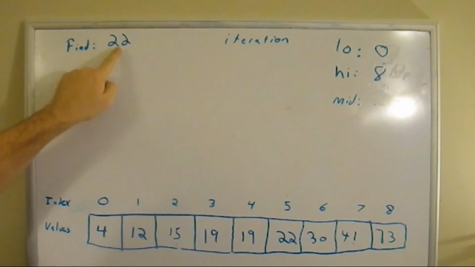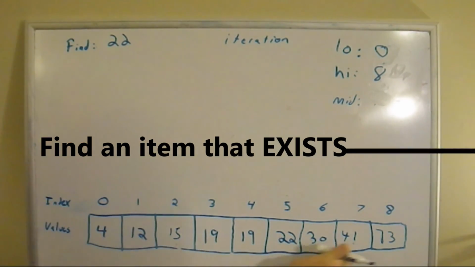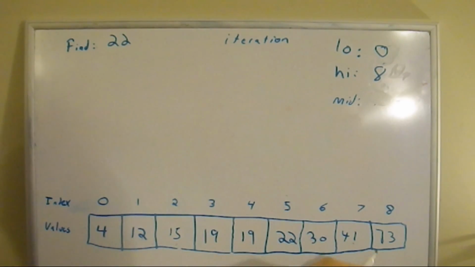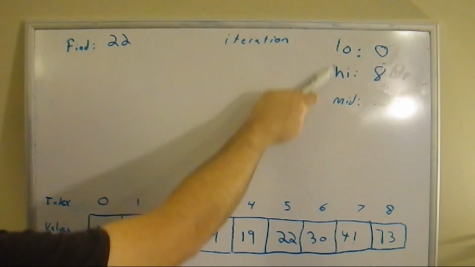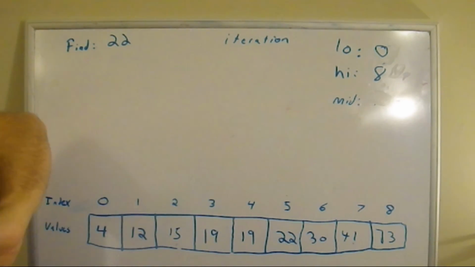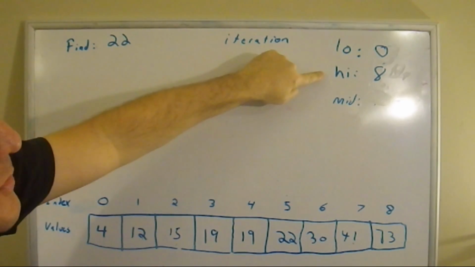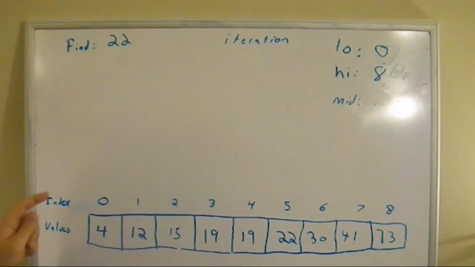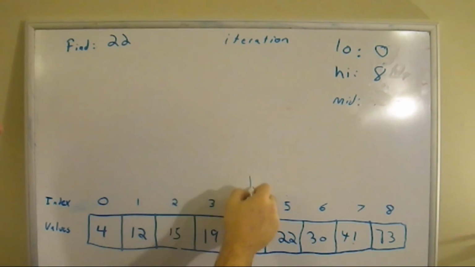So let's search for the number 22. You can see that the numbers are all sorted in ascending order. I'm going to take the midpoint of that. I'm going to keep track of 3 different values: the lowest portion of my search area, the highest portion of my search area, and the midpoint of that search area. In this case, I'm searching the entire array. My lowest point is index 0. My highest point is index 8. My midpoint is 4.